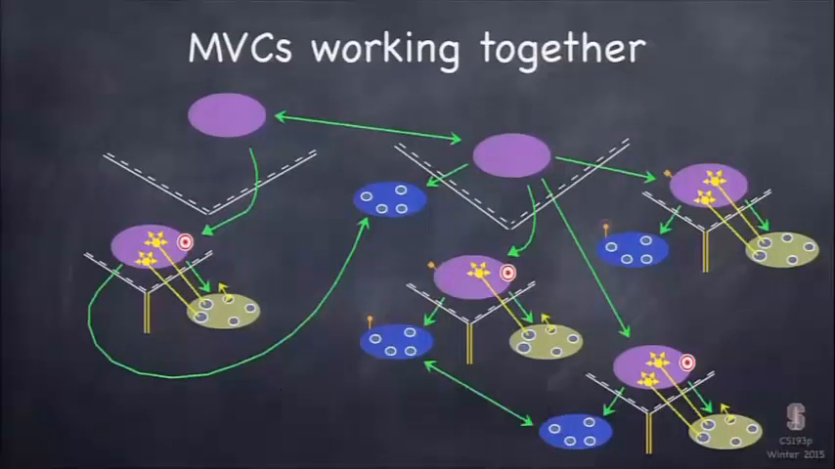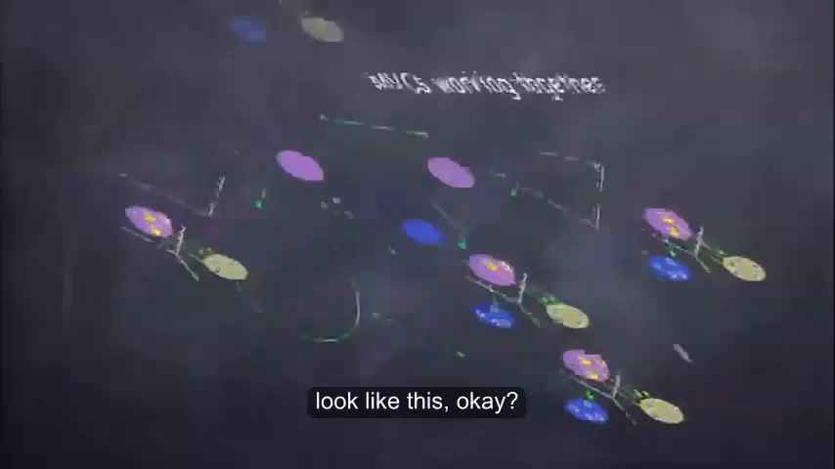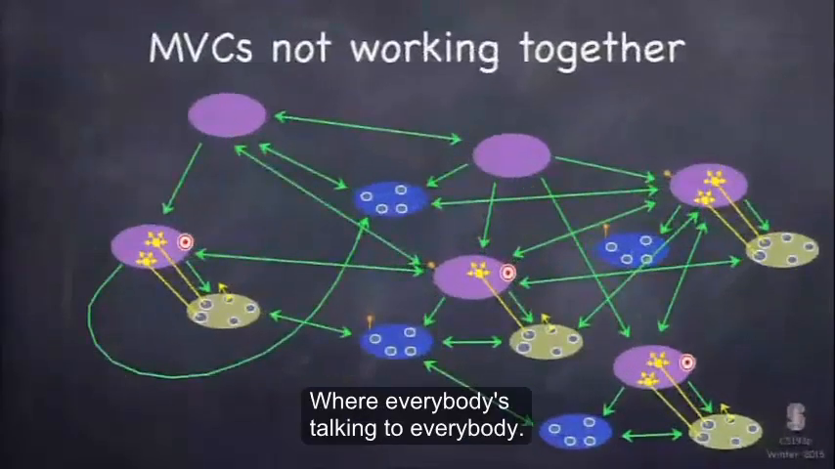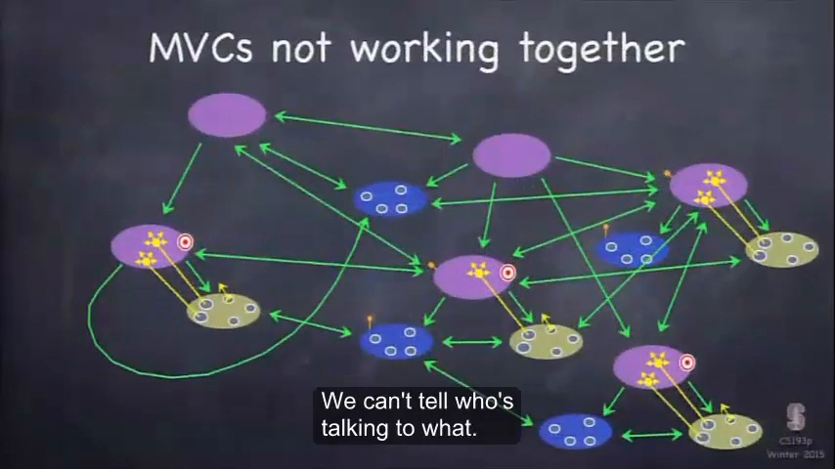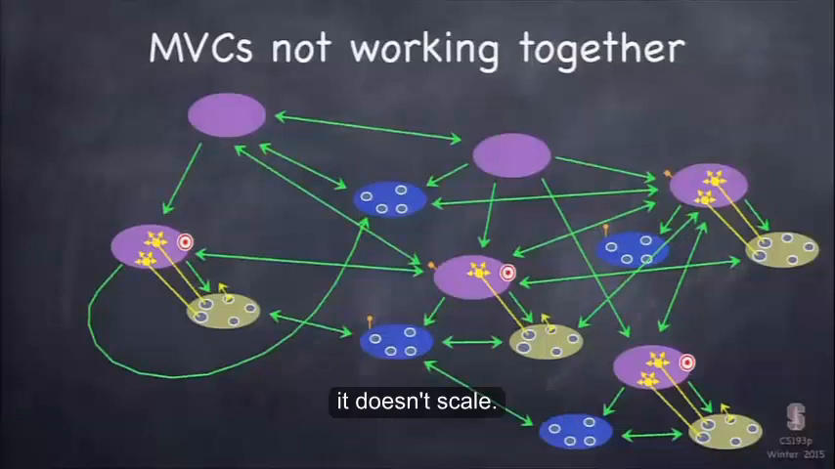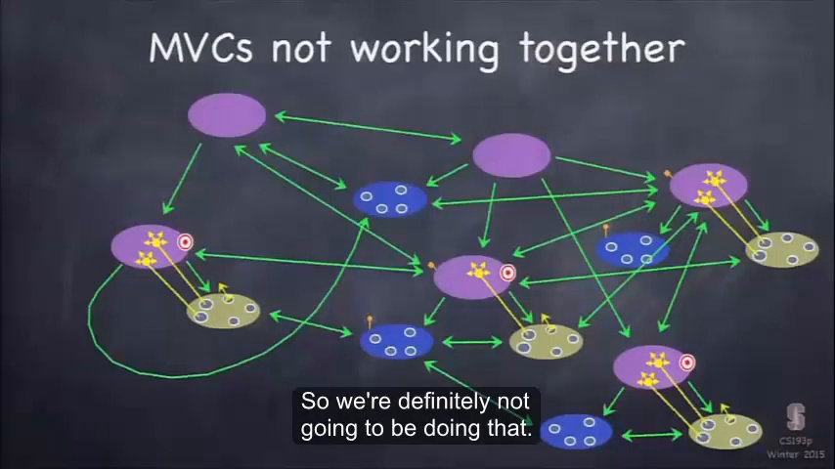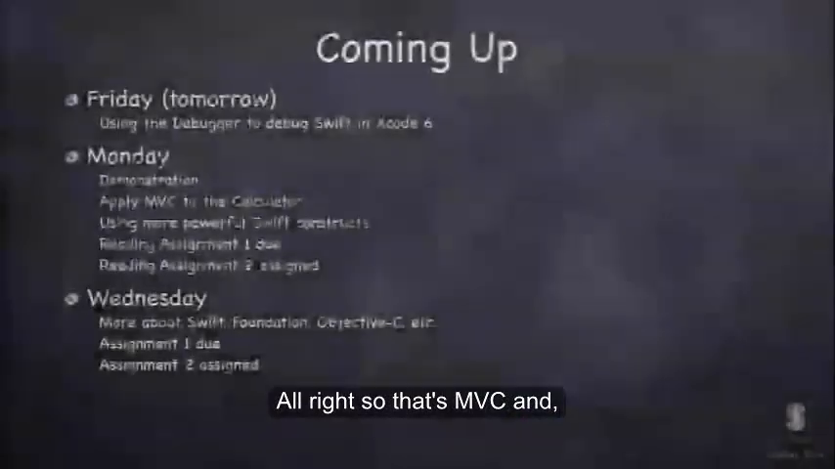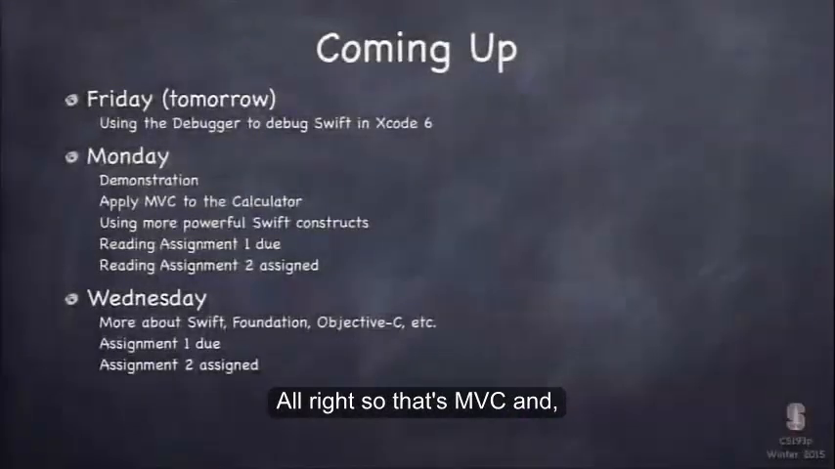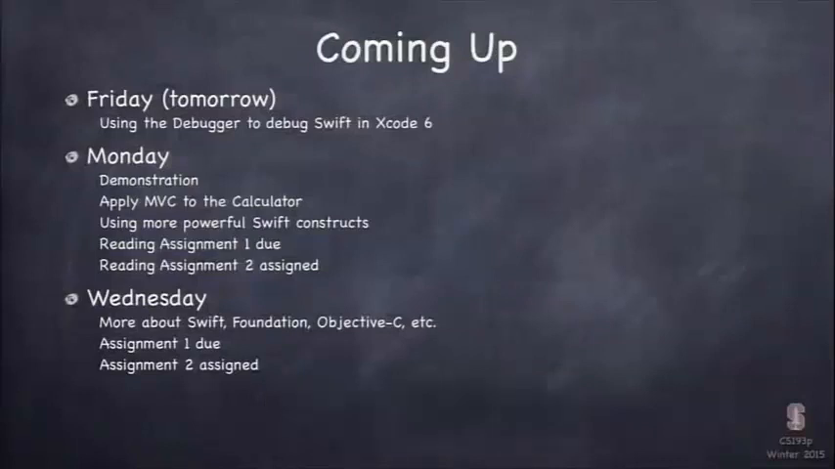Any question about that? So we definitely don't want to be having designs that look like this, okay? Where everybody's talking to everybody, we can't tell who's talking to what. It's just impossible to debug a program like this, and it doesn't scale. You can't build really big programs this way. It just becomes impossible to know how touching anything would break everything, right? So we're definitely not going to be doing that. All right, so that's MVC, and like I said, on Monday we'll apply MVC to our calculator.